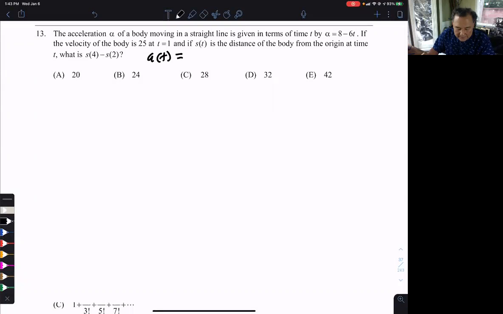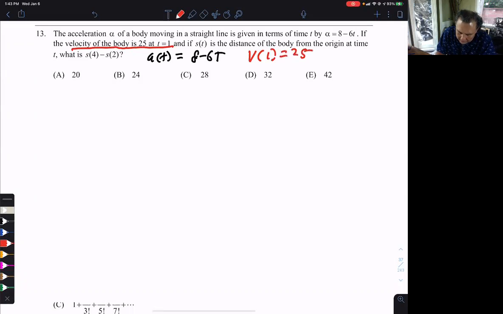1973, number 13. So A of t, I'm going to define it as a instead of alpha. That's my acceleration, 8 minus 6t. Now the velocity, they tell us the velocity is 25 when t equals 1. That means v at 1 is 25. And what do they want? They're looking for s of 4 minus s of 2.